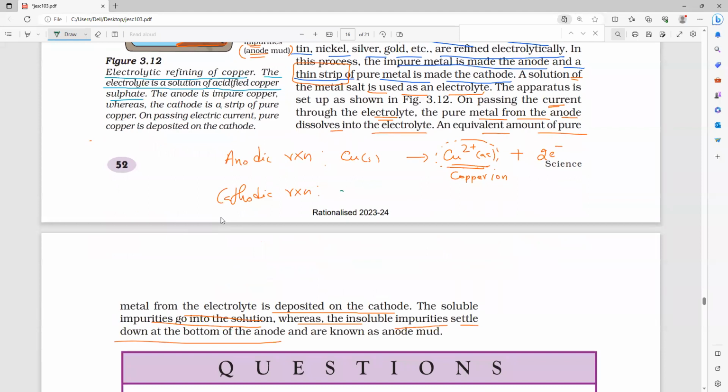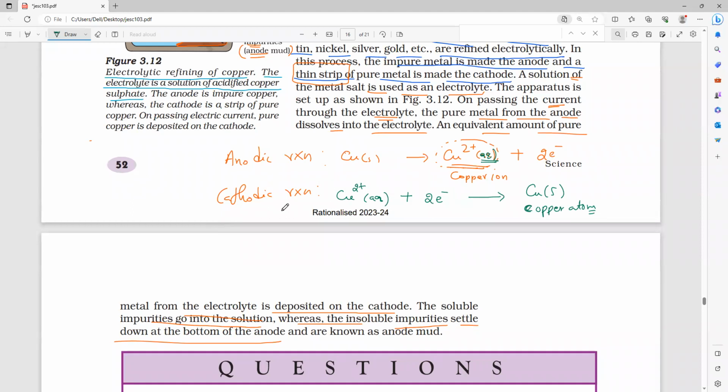So these copper ions, the dissolved ones, are in the aqueous state. So this copper ion state is also very important. Copper is a solid, the dissolved one is aqueous state. So this aqueous copper ion will go towards the cathode and take 2 electrons again, and they will turn into the what? Copper metal. So that's what it is.